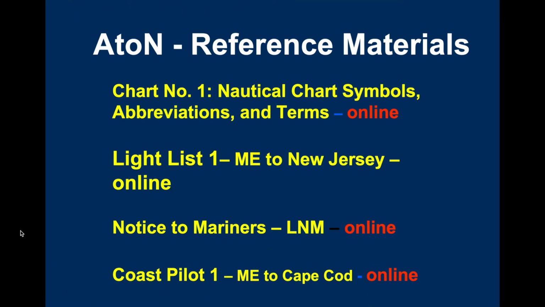All right, remember our reference materials for ATON? Chart 1, which shows all the nautical chart symbols, abbreviations, and terms. You can get this online. Light list, and they have, if I remember correctly, 7 versions of this light list, but you want to find the light list for the area that you're in. If you go online, you can print off the pages for your area specifically. That's the best way to do that. Local notice to mariners comes out once a week, and it basically describes all the discrepancies with buoys, day marks, and lights that have been reported over the course of that week.